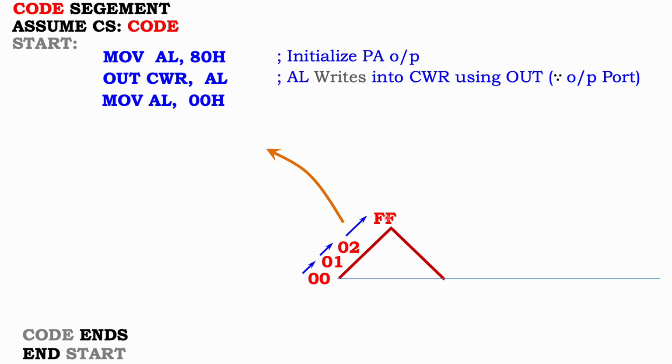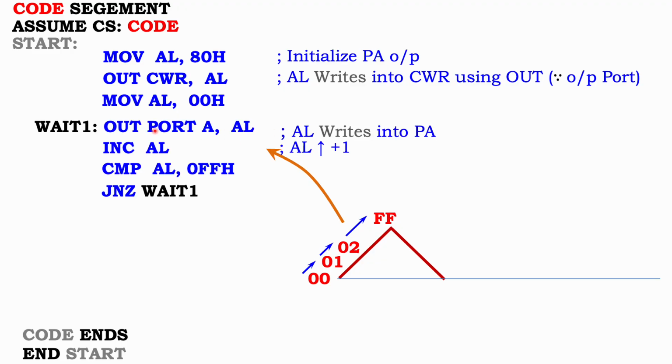See how it is rising, starting from 0, step by step, adding 1, incrementing by 1, and it is going to the highest value FF. So this is the simple logic we have to write down in the programming. This logic, how we can implement, let us see.